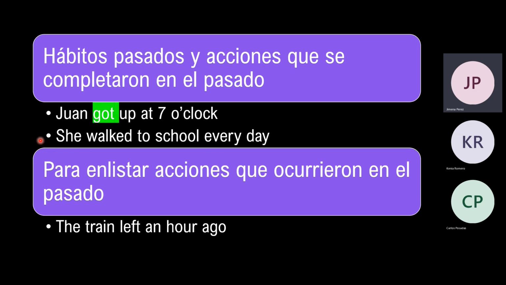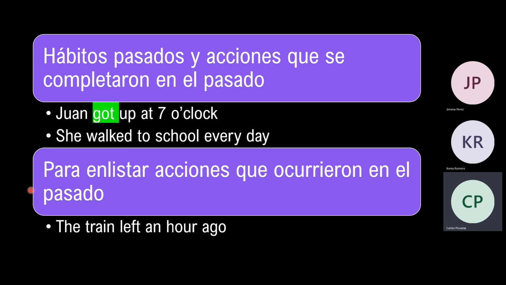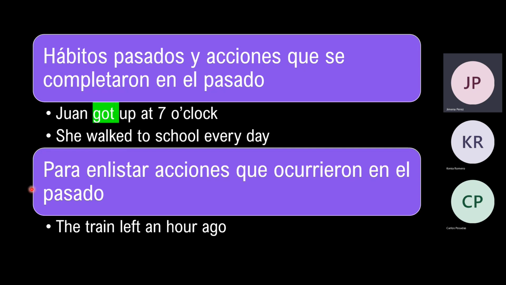Check the next one. She walked to school every day, and the same. My verb here isn't present, it's in past, to say that I did this activity maybe some years ago, some weeks ago, etc. We can use simple past to say some actions that belong in the past. For example, the train left an hour ago.